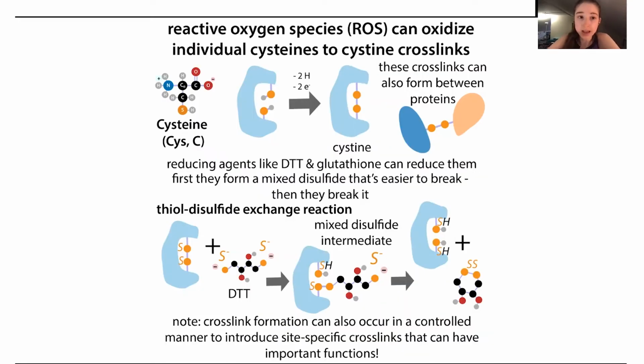One of the things that these cysteine thiol groups are going to let it do is form these crosslinks. So these can be intramolecular, so within the same protein, like 2 regions of the same protein, or they can be intermolecular, so between different proteins.